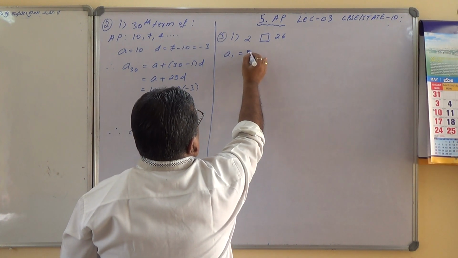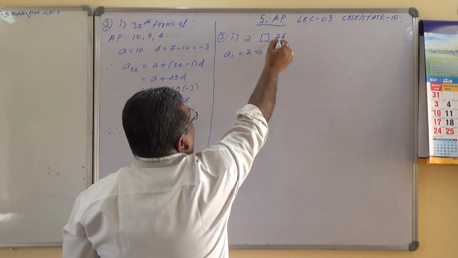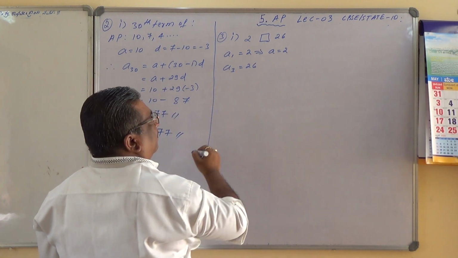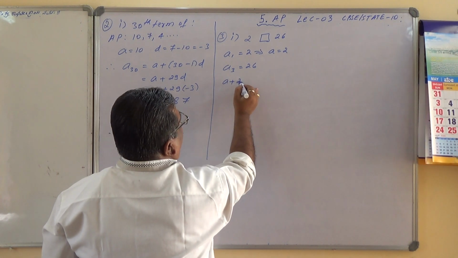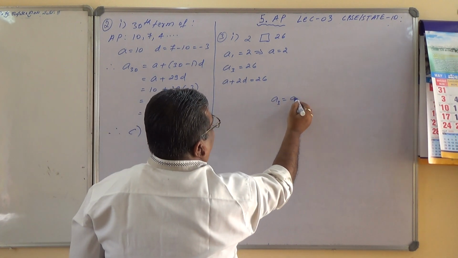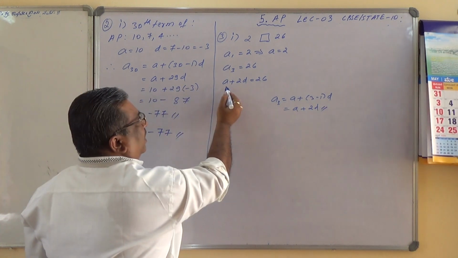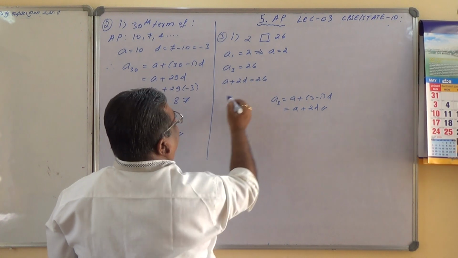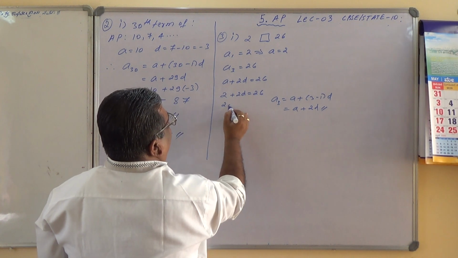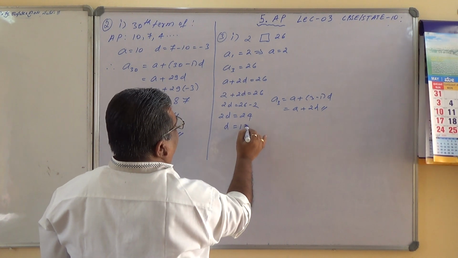A1 equals 2 implies A equals 2. Next, 26 is the third term. A3 equals 26. What is A3? A plus 2D equals 26. How did I get A plus 2D? A3 equals A plus (3 minus 1) times D, which is equal to A plus 2D, and therefore A plus 2D is equal to 26. What is A here? 2. 2 plus 2D equals 26. 2D equals 26 minus 2. 2D equals 24 and D is equal to 12.